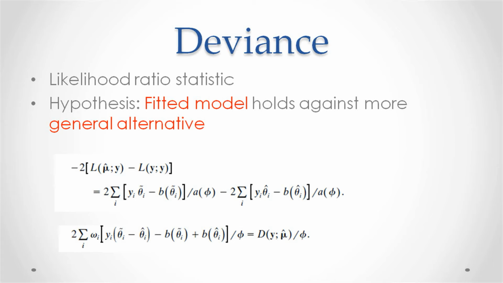Note that for the one parameter exponential family, the deviance can be simplified as minus 2 times L of mu hat, y minus L of y, which is equal to twice the summation over i of yi theta i tilde minus b of theta i tilde divided by a of phi, minus twice the summation over i of yi theta i hat minus b of theta i hat divided by a of phi. Here theta i hat refers to my fitted model and theta i tilde refers to the corresponding theta estimate from the saturated model.